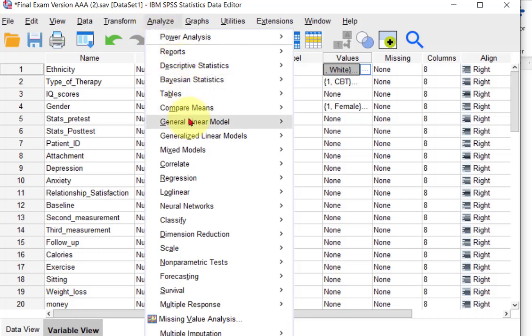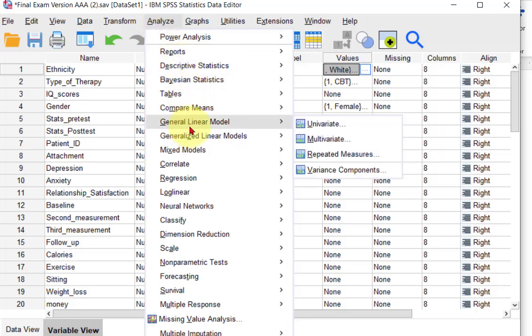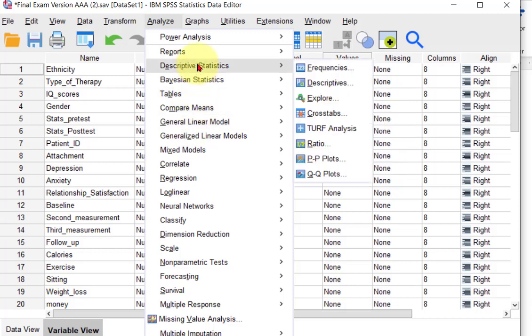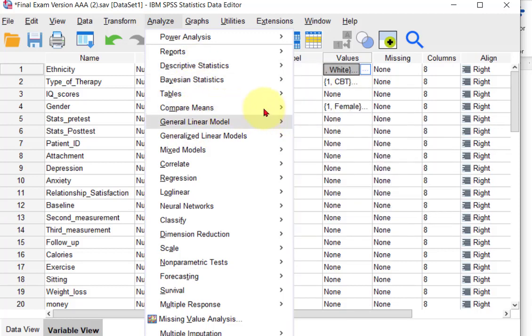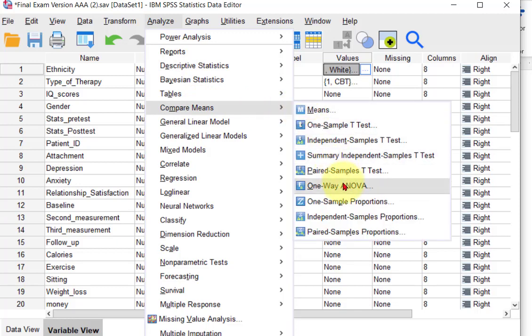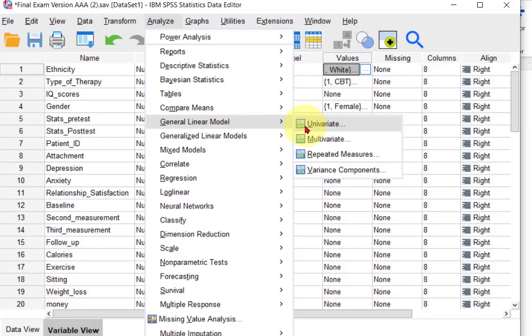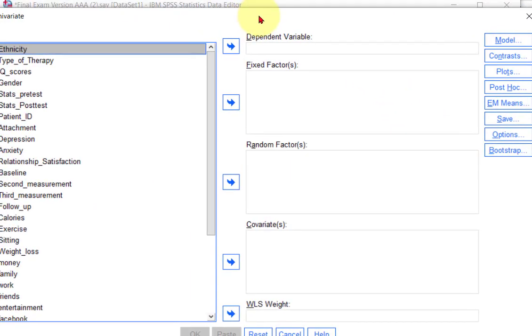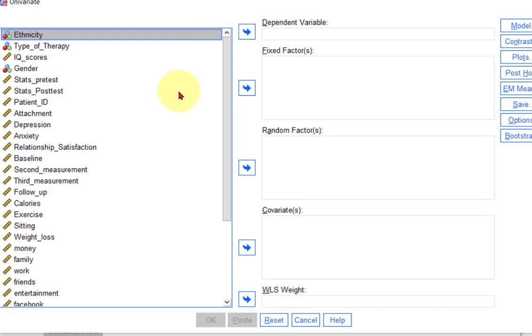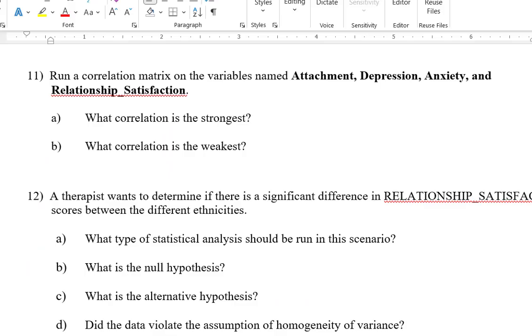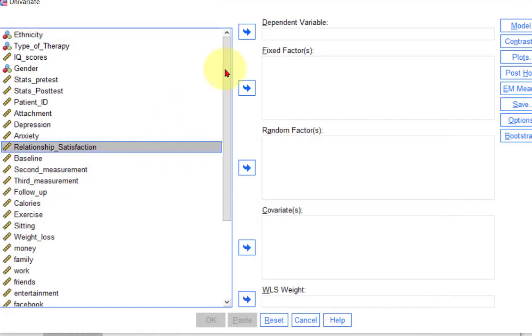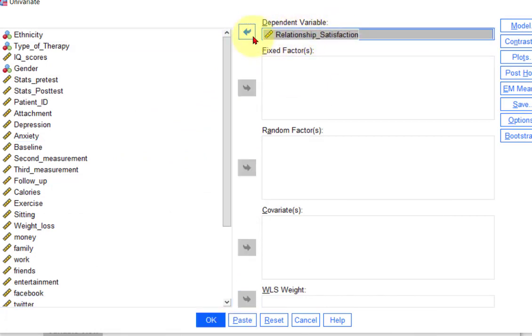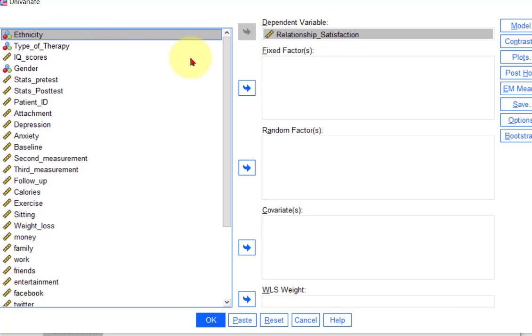We're going to go to Analyze, General Linear Model. This is the way I like to do it. There is another one. Let me show you here. Compare Means. There is another way to run a one-way ANOVA right there under Compare Means. But I like General Linear Model because it checks a lot of the assumptions for you. And I am lazy. So the DV is, I already forgot what the DV was. Relationship satisfaction. Okay, so relationship satisfaction is our dependent variable. It's our DV.